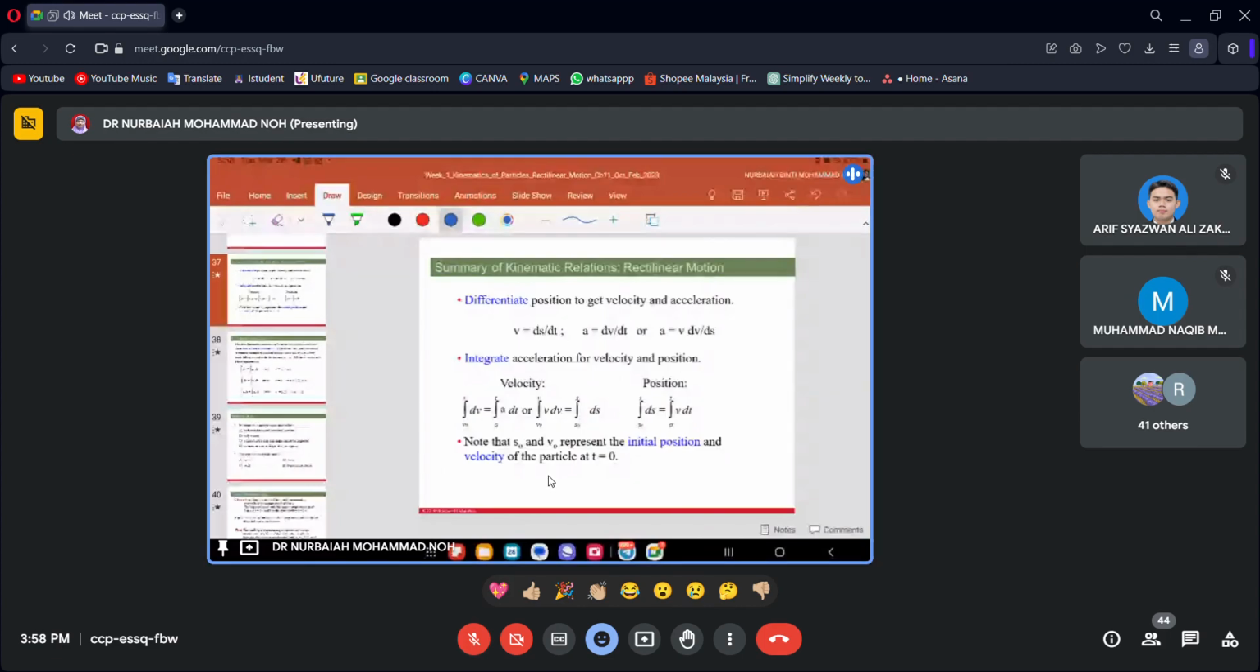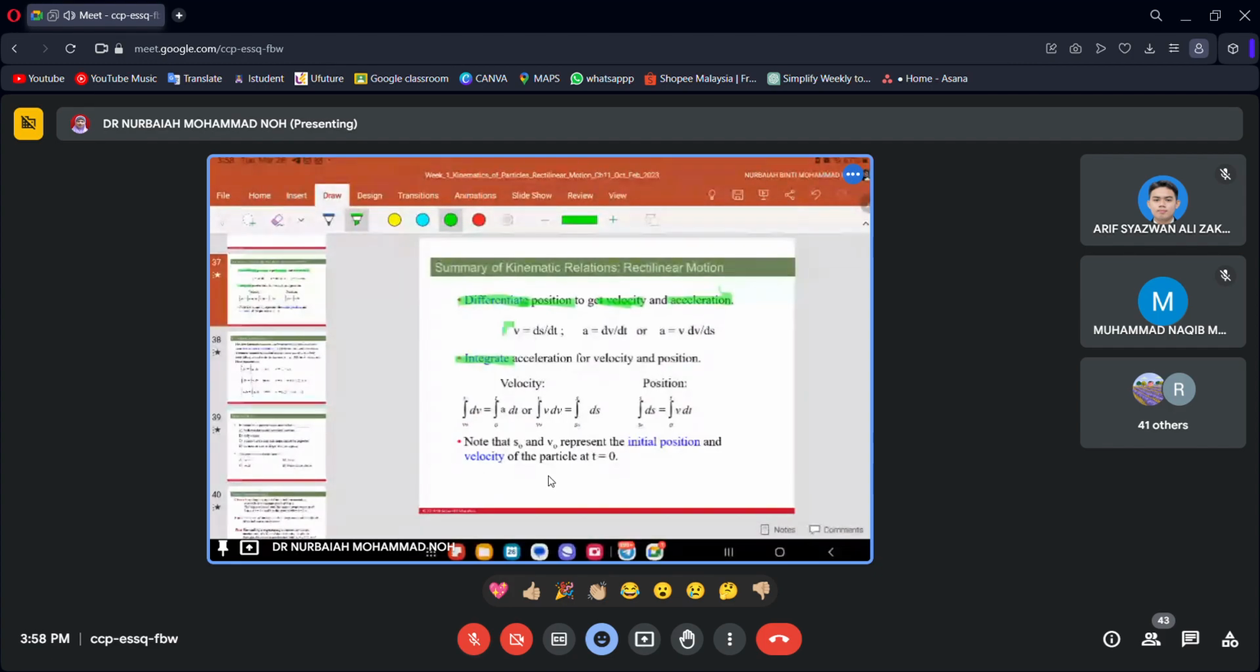Okay. So this is the summary of kinematic relations based on rectilinear motions. So basically kita dah selesai on the basic concept of the rectilinear motions, on the kinematic relations. Okay, so there are two ways of the solutions. Either you need to differentiate or integrate. You have to differentiate position to get velocity, and then you have to differentiate velocity to get accelerations.